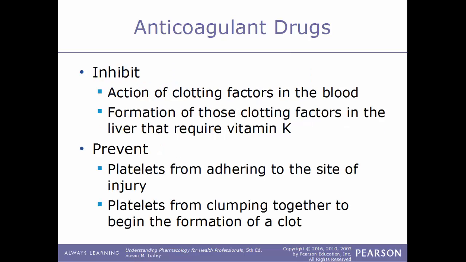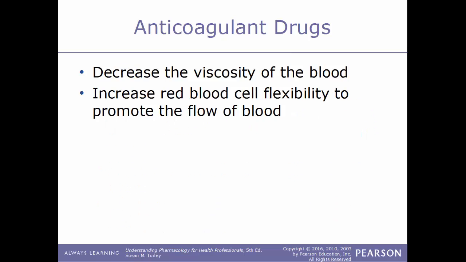When it comes to the actions of these drugs, anticoagulants will inhibit the action of clotting factors in the blood, and they will inhibit the formation of these clotting factors in the liver that require vitamin K. Anticoagulants also act to prevent platelets from adhering to the site of injury. If those platelets can't stick to the damaged tissue, then they can't form that platelet plug or that platelet aggregation, which would then activate the clotting factor. The platelets never get stuck there to begin with. That stops the whole cascade process from moving forward. The anticoagulants also act to decrease the viscosity of the blood. Anticoagulants also increase the flexibility of red blood cells to help promote the flow of blood.